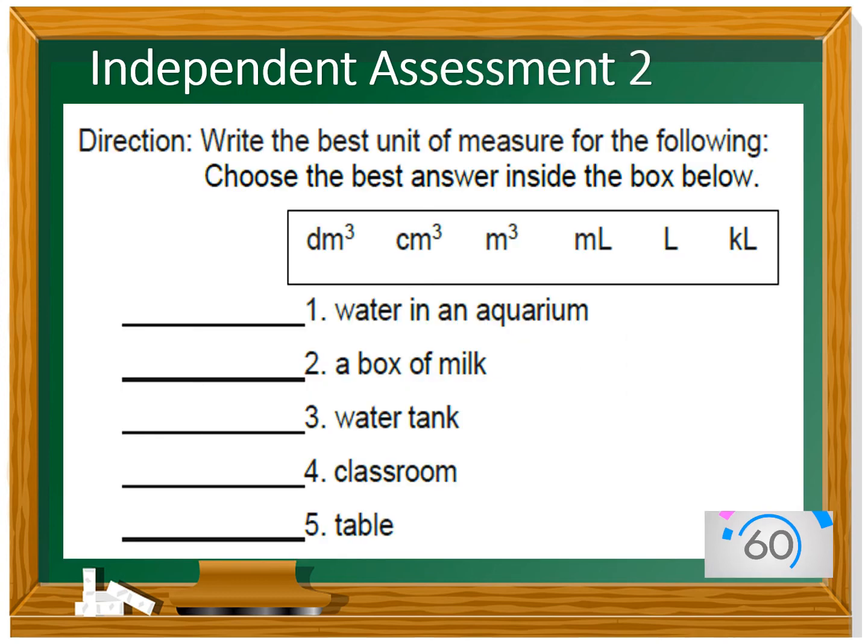For independent assessment 2, you will be given 1 minute to finish the activity. All you have to do is to write the best unit of measure for the following. Choose the best answer inside the box below. The timer starts now.